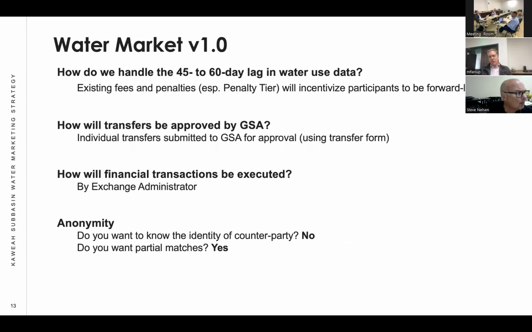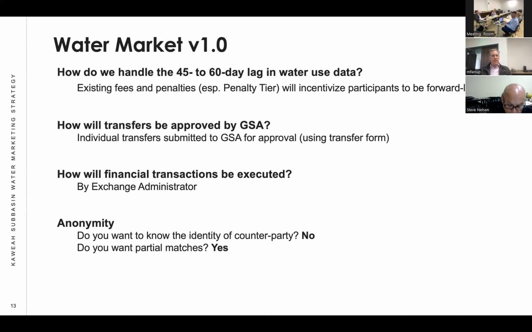Then last time we sort of started to get into the details of how this market will function and what the implications of various rules are. So these are decisions that were now made in the last committee. We asked the question, how do we handle this 45-day lag? It may actually only be 30 days as the updates are coming more rapidly now. So how do we handle this 30 to 45-day lag in water use data? The fact that when someone sees their most recent water usage, they're really seeing the state of their water usage a month earlier.